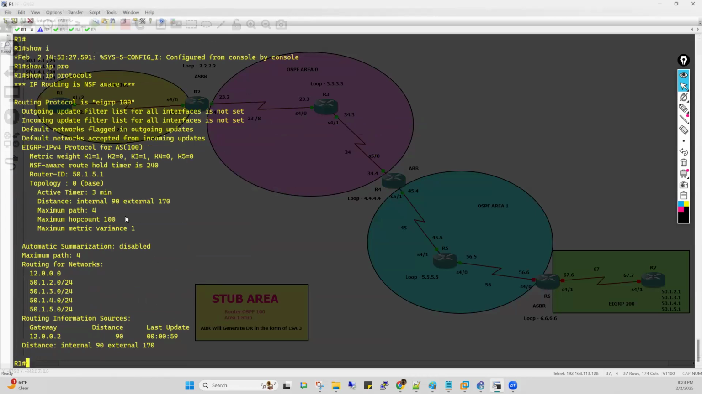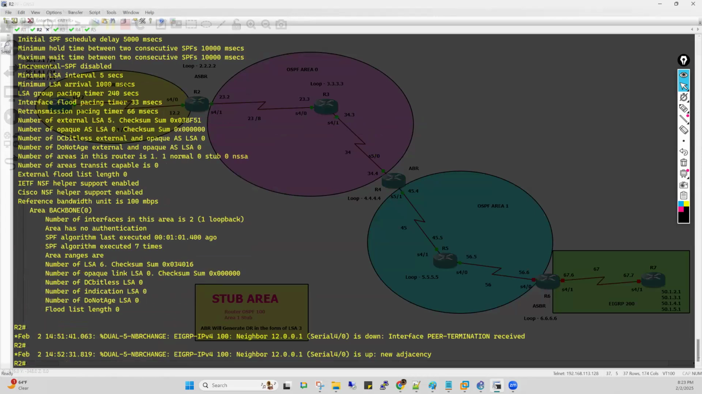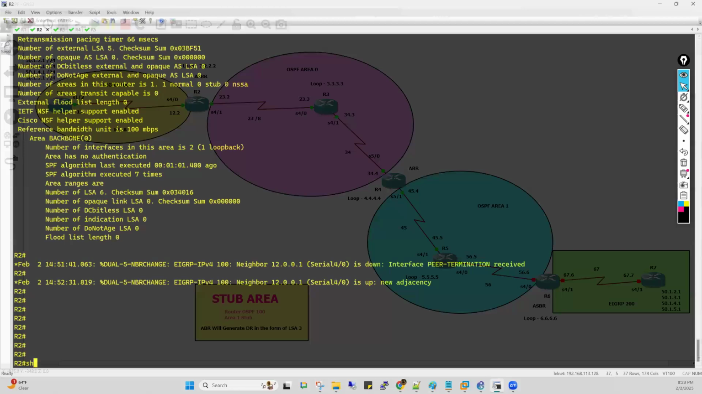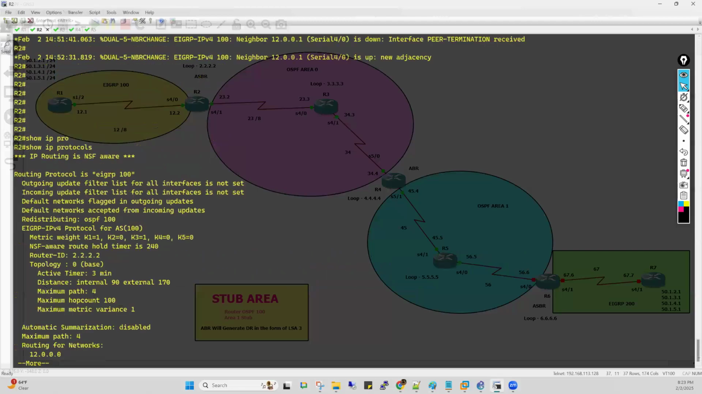Guys, yes or no? Right? Okay. Now on R2, show IP protocol. On R2, we already configured router EIGRP 100, and we already advertise which network in EIGRP? The 12th network. Yes or no? On this router, we are going to advertise this network in EIGRP.